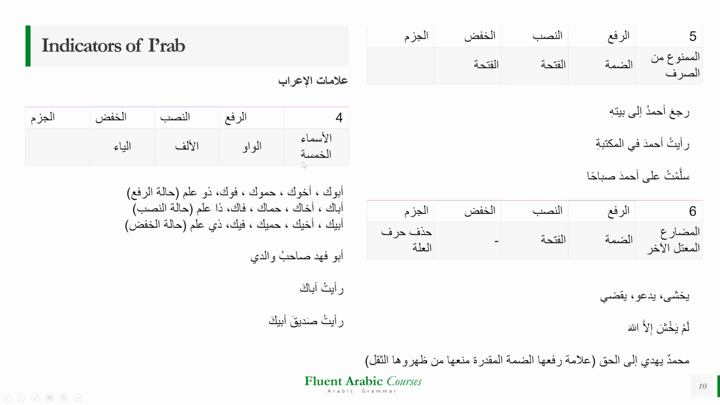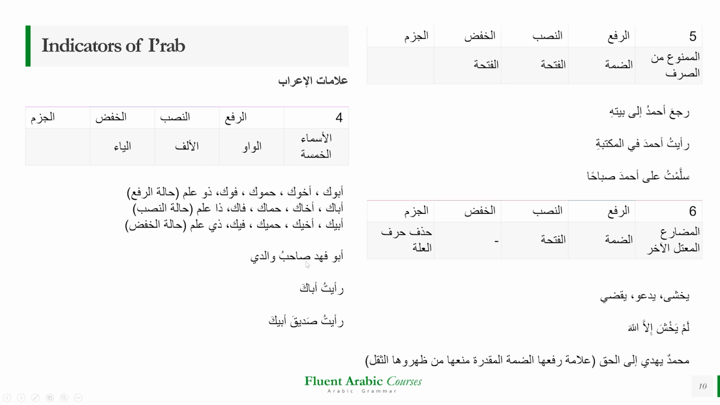Then we have the asma al-khamsa. These are the 5 nouns, which are abuka, akhuka, hamuka, fuka, dhu ilm. For these special nouns, the state of rafa is indicated by waw, the state of nasab by alif, and the state of khafdh by ya. So when akhuka is in the state of nasab, for example, it becomes akhaka. The waw is replaced by the alif. When it is in the state of khafdh, it becomes akhika.